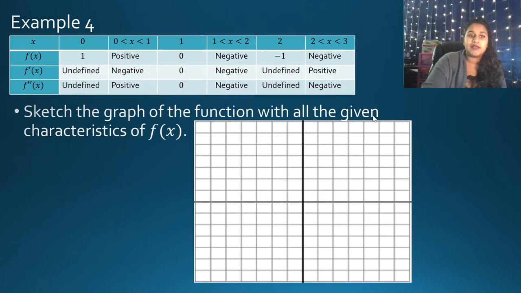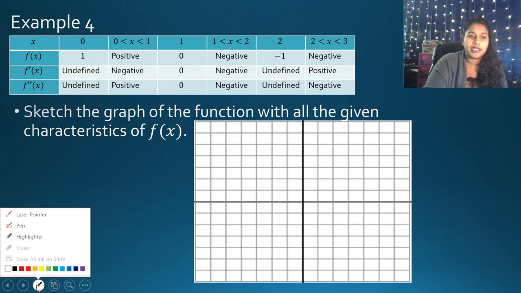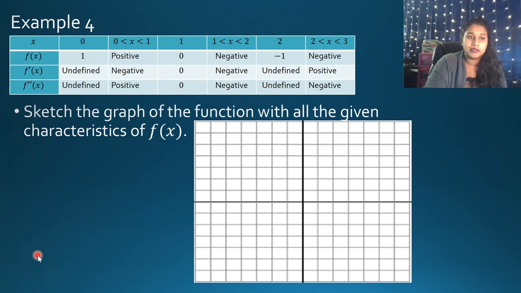Then we sketch it. Now this is the part where we kind of struggle a little bit, but we're just going to take it chunk by chunk, bit by bit. So the first thing I'm going to do is identify my intervals. My intervals are at 0 and at 1, at 2, and at 3. So that's really all I need to worry about.